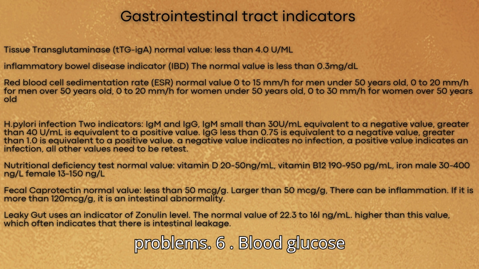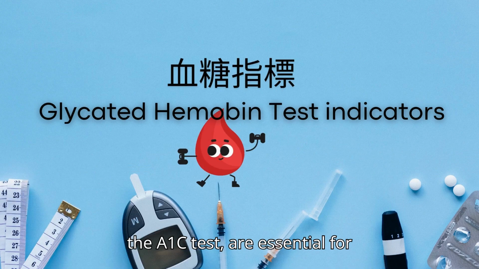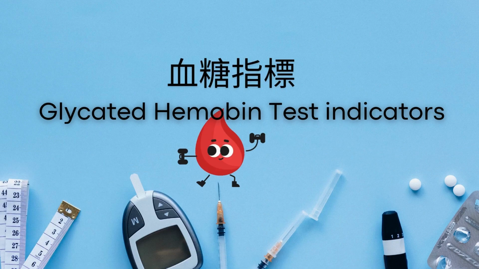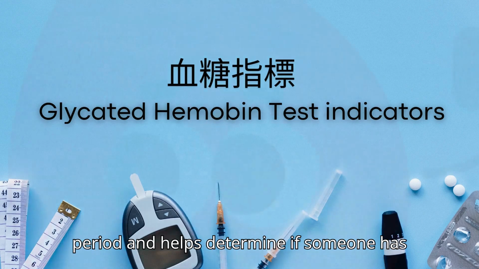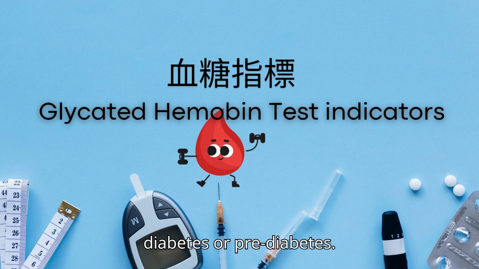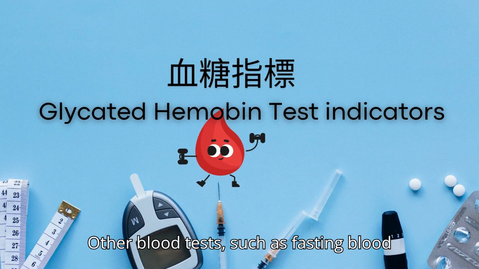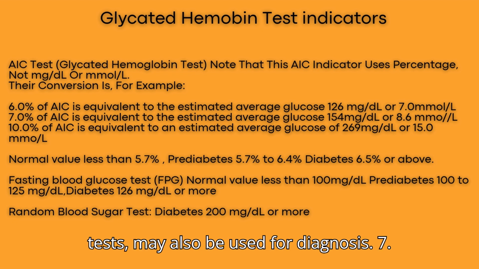6. Blood glucose index. Diabetes blood tests, especially the A1C test, are essential for diagnosing and controlling diabetes. The A1C test measures the average blood sugar level over a 2 to 3 month period and helps determine if someone has diabetes or prediabetes. Other blood tests, such as fasting blood glucose tests and oral glucose tolerance tests, may also be used for diagnosis.